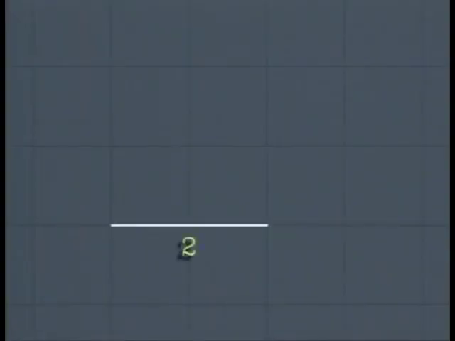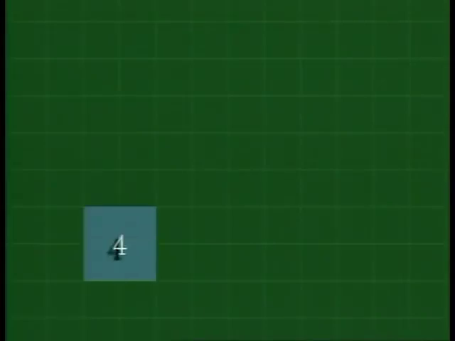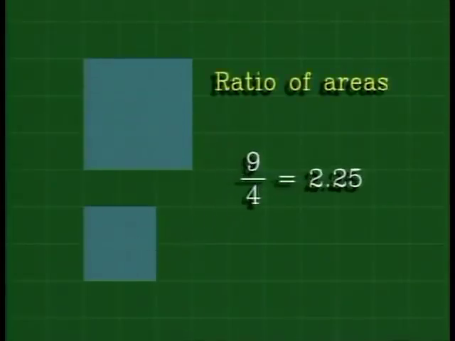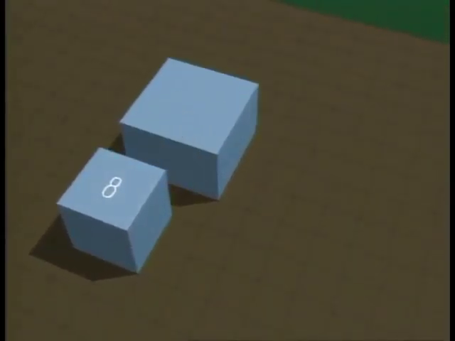In this program, we use ratios to compare various quantities, such as lengths of line segments, areas of plane regions, and volumes of solids.